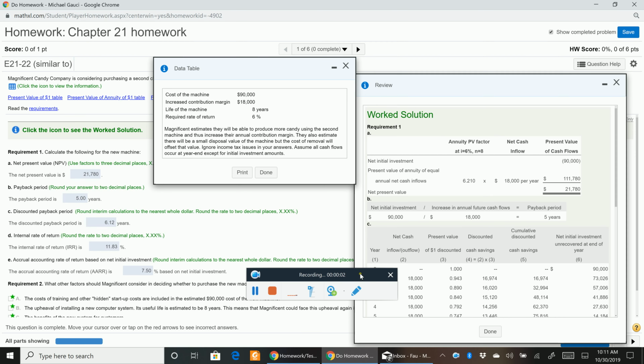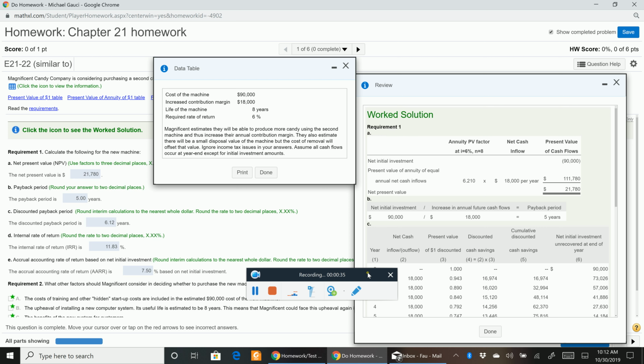Well, hello everyone. In this recording, we're going to take a look at some of the homework problems in Chapter 21. As a review, real quickly, Chapter 21 was about capital budgeting decisions. Basically, this means the company is about to embark on buying a large fixed asset, a machine, a building, a piece of equipment that is going to add to cash flows in the future.